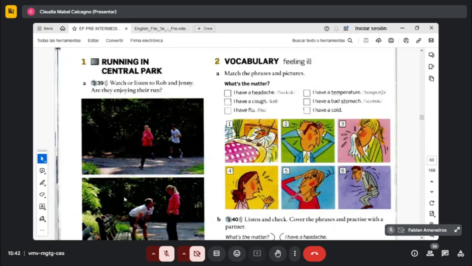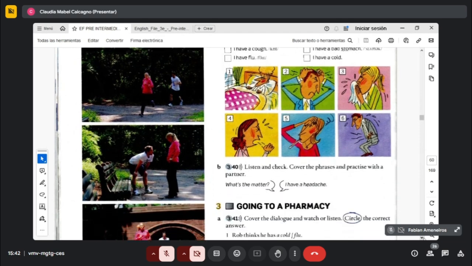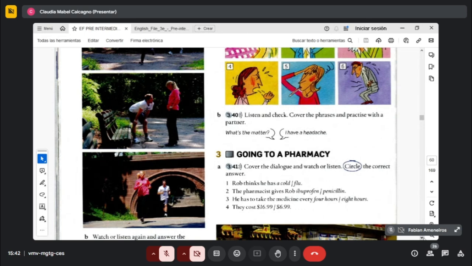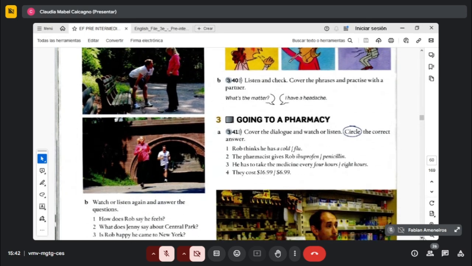So, if you take a look at the picture, are they having a good time? Yes. Okay, apparently they are enjoying it. Who looks tired? Rob, right? He looks exhausted. Breathless. Good.